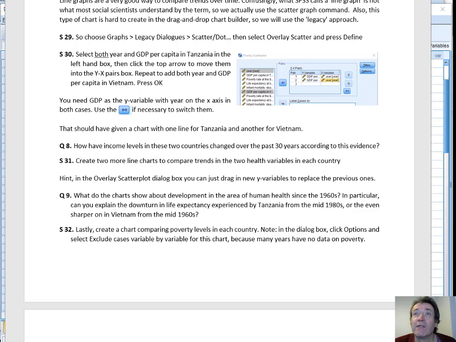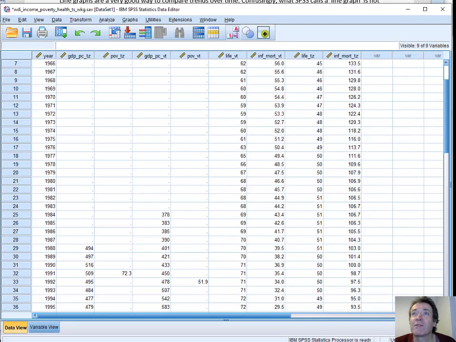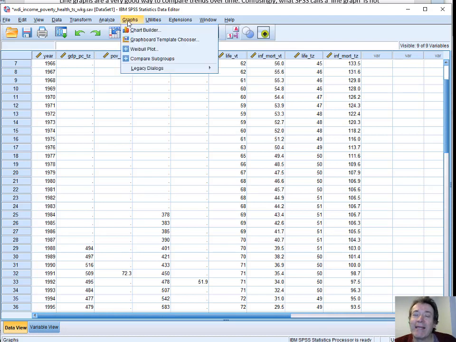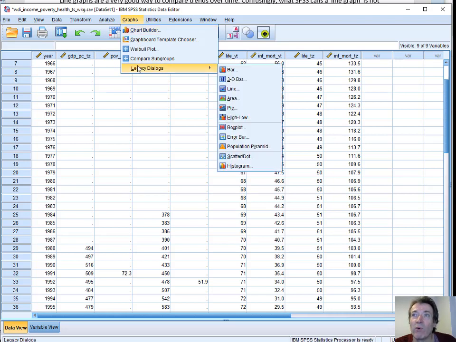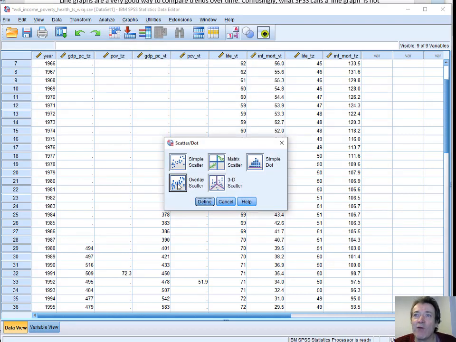So we're going to draw these line graphs, and line graphs in SPSS are something different, so we're actually going to draw scatter graphs. Chart Builder makes this quite awkward, or very awkward actually, so we're going to use the legacy dialog, Scatter/Dot, like that down there. It's an overlay scatter that we need because we want more than one line.